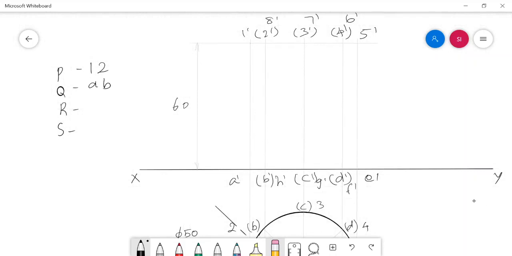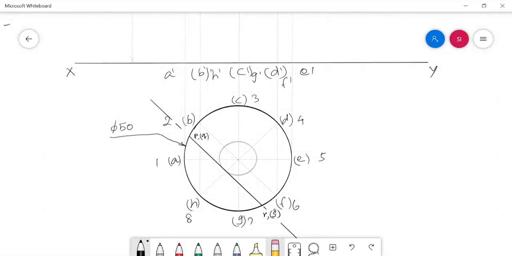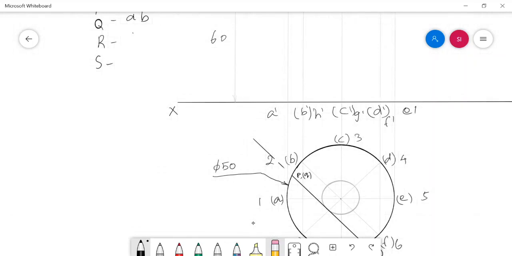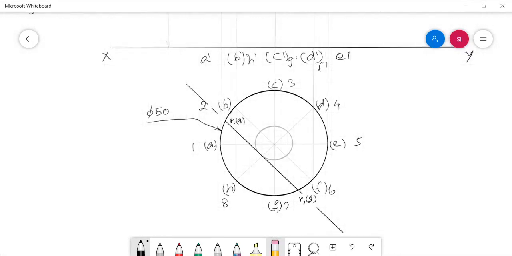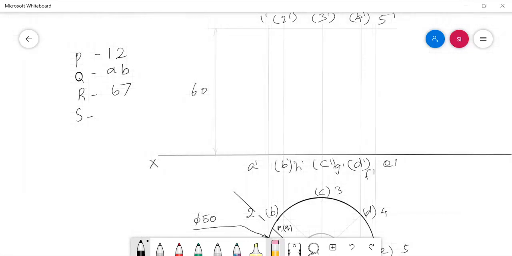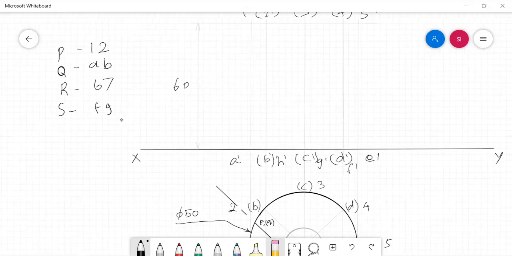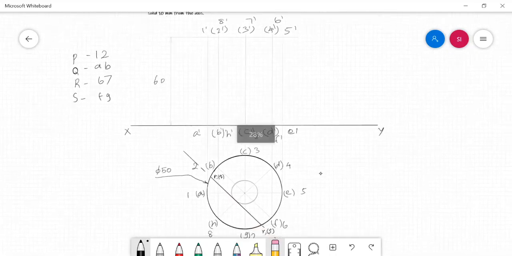In the same way, for the cut points R and S, R can go to the 6 7 piece, and S will go to FG. So this is nothing but the address set for each and every cut point. In order to mark them in the front view, we can use this address to reduce some confusion.